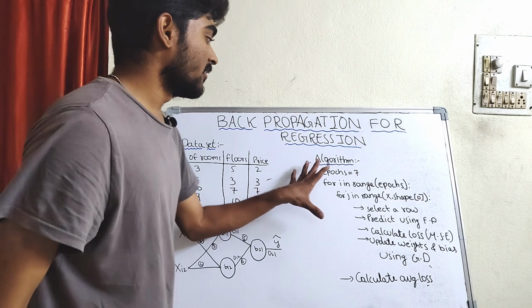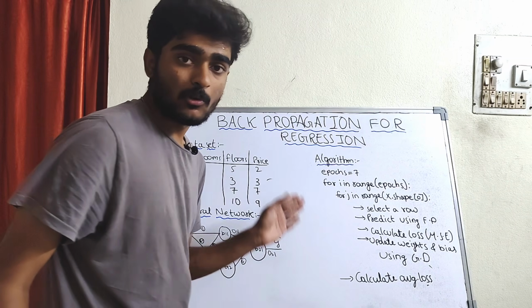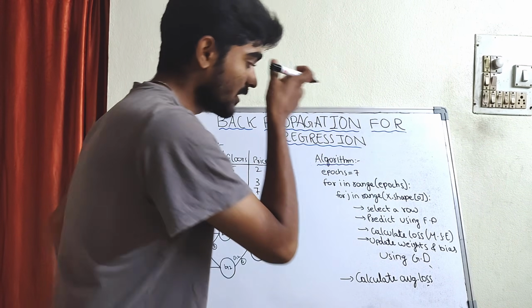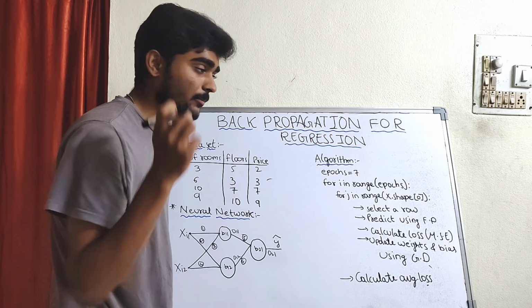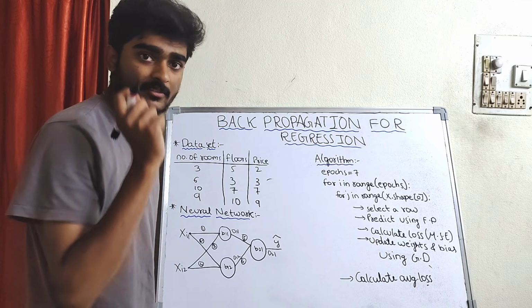Now this is my algorithm. This is my backpropagation algorithm, the entire flow of it. Initially I'm setting the number of epochs, which means for how many epochs my code should run. So initially I'm setting it as 7.